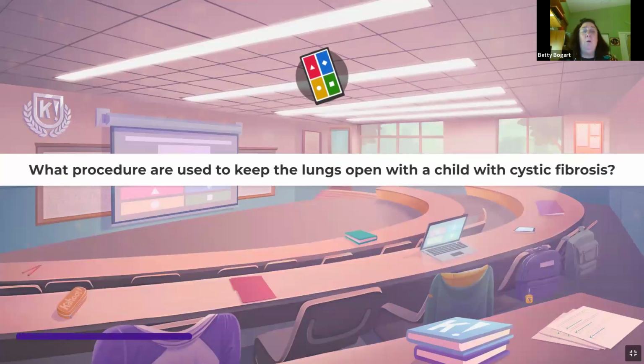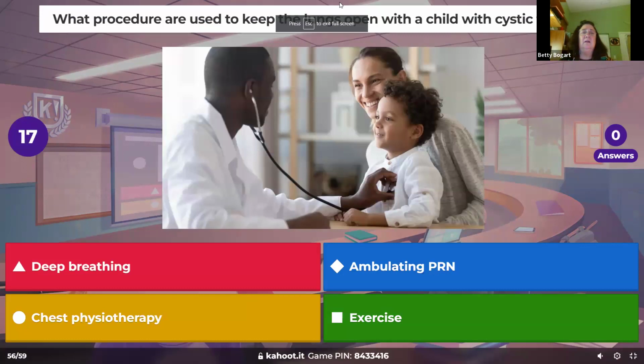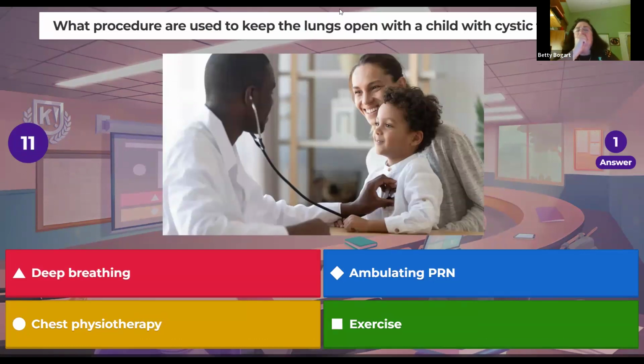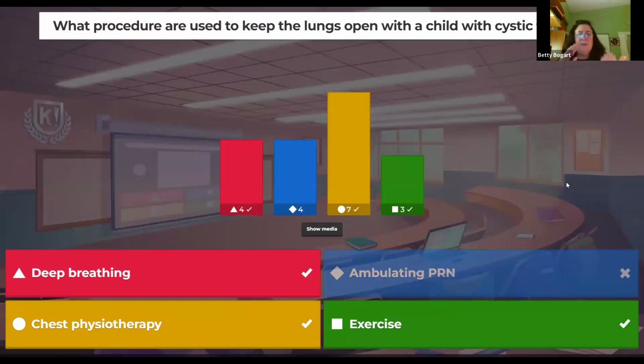What procedures are used to keep the lungs open with a child with cystic fibrosis? So, one of the things that we do, deep breathing, coughing, all of that good stuff, give them an aerosol with like albuterol to open them up, give them chest CPT, and make sure you do this before they eat. You would never do that after a meal is given because they'll vomit. And ambulate, not PRN. They need to be out of bed, QID, TID, something. And exercise is always good. As I said, swimming is great.